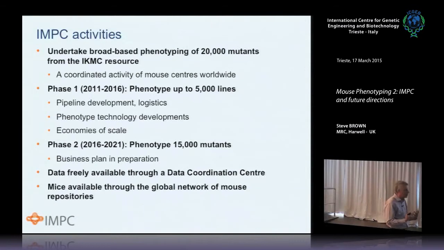How could we make it cheaper and faster by bringing all of these centers together around the world? And the second phase that we're going into in 2016 is to do the remainder of the genome, to phenotype 15,000 mutants. So to ramp up and do even more from 2016 to 2021. All of the data from IMPC is freely available through a data coordination center, and all of the mice that are manufactured in the IMPC will be available through a global network of mouse repositories.